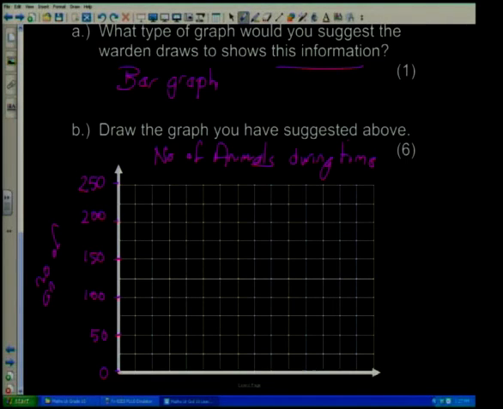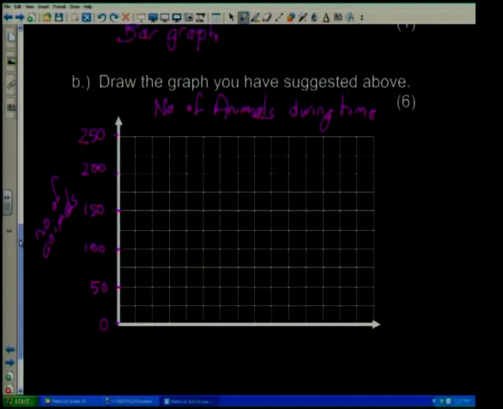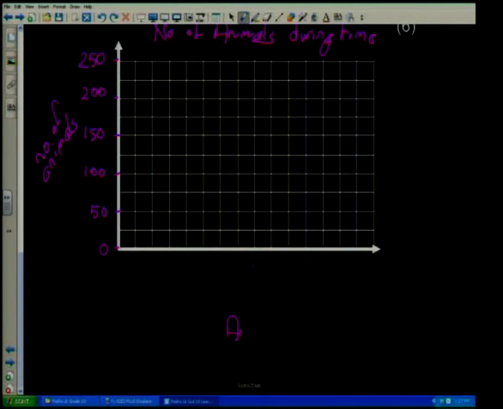And remember, we need a heading. So what is this? This is the number of animals. So don't forget your titles. Right, on my y-axis, what am I looking at? Well, I've got 4 different types of animals. So I'm actually going to put my animals in here.